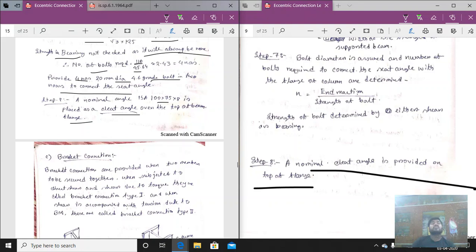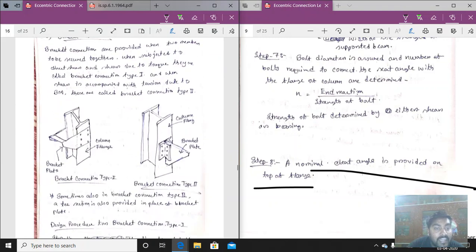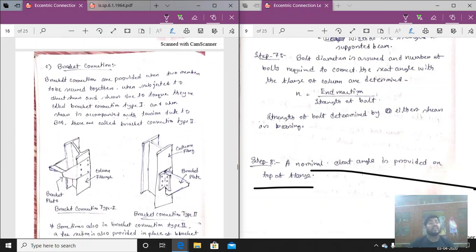Now the stiffened seat connection will be done by the formula I have discussed. I will give you one problem as an assignment, and you will try to do that by the formula. Now coming to the bracket connection, a very important connection. Bracket connections are very commonly provided, and you can see that connection everywhere. Bracket connections are provided when two members are to be secured together when subjected to direct shear and shear due to torque.